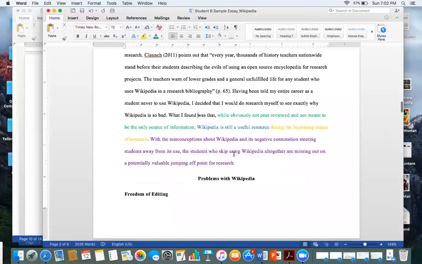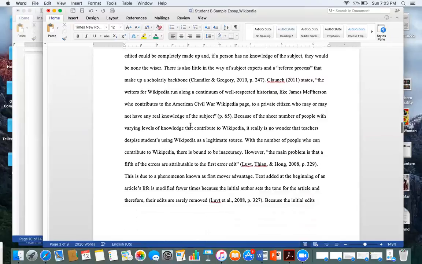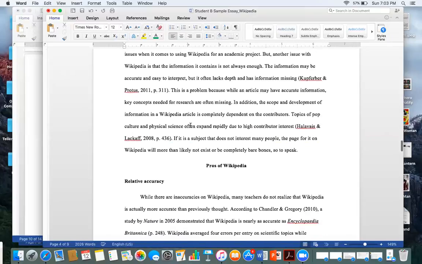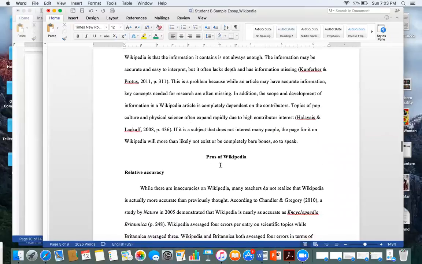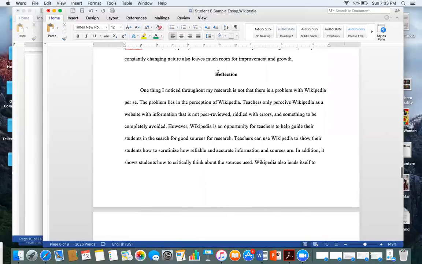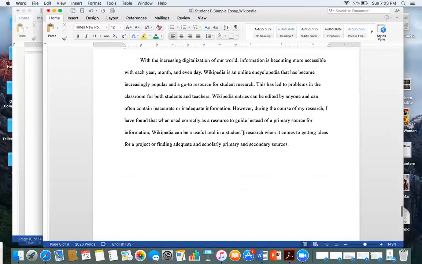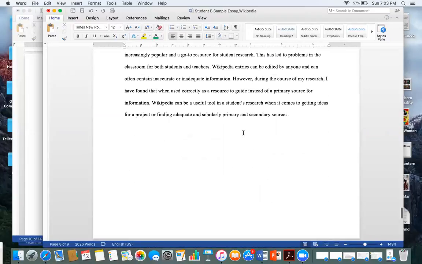Okay. And if you see how the student starts the essay, problems with Wikipedia, oh, look at that. We're starting with this counterclaim. We're starting with these problems. And then we're eventually going to get into these benefits, right? Pros of Wikipedia. Then the student's going to bring up his or her own reflection and use of Wikipedia, right? And then, of course, we have this conclusion.